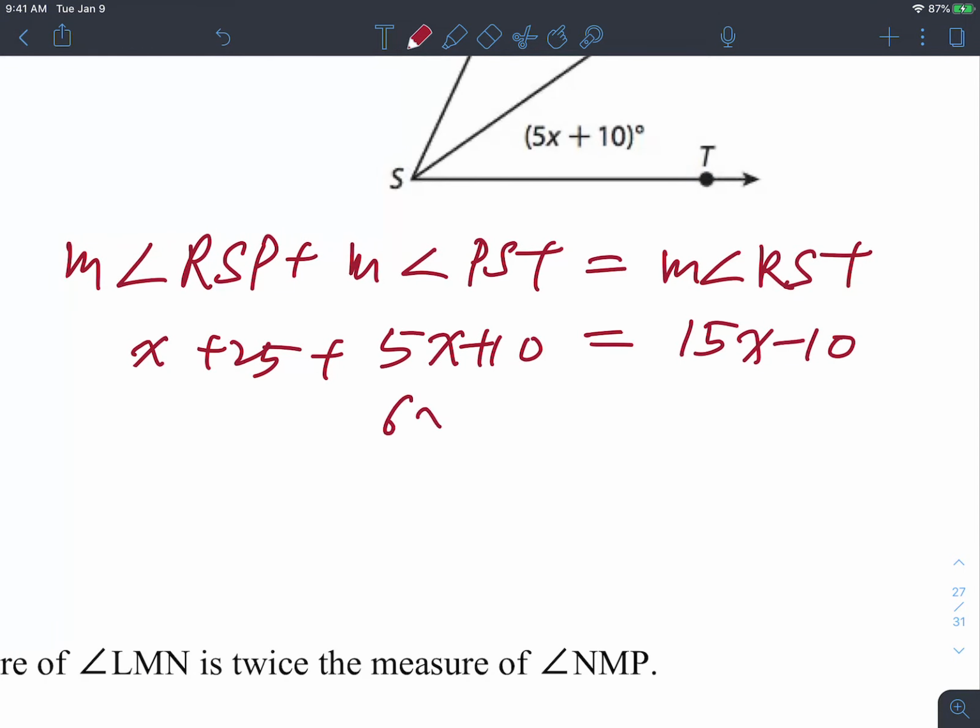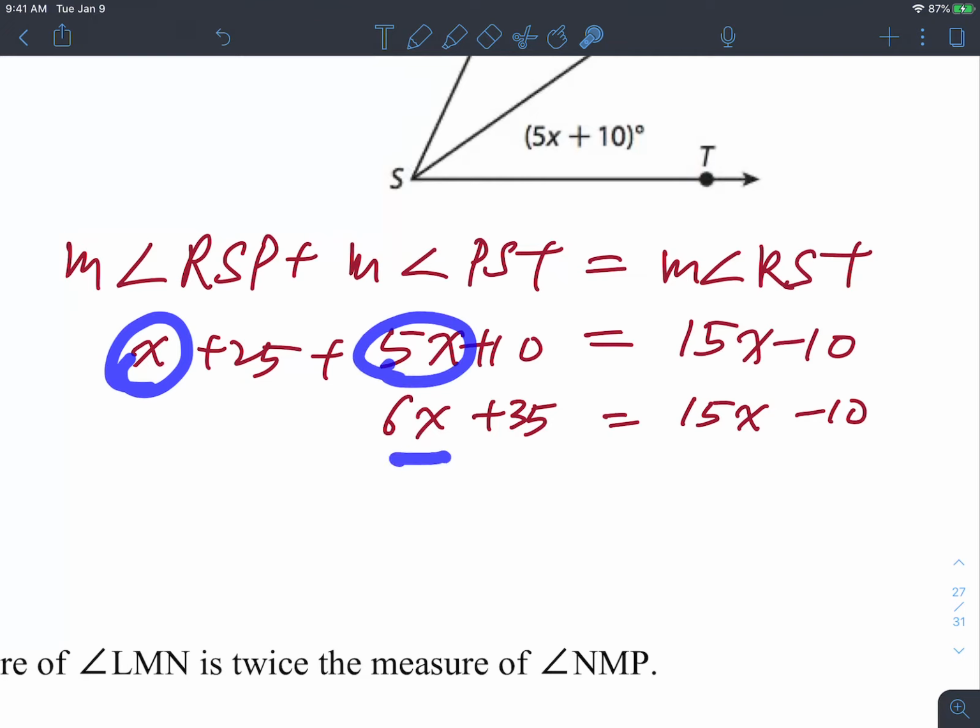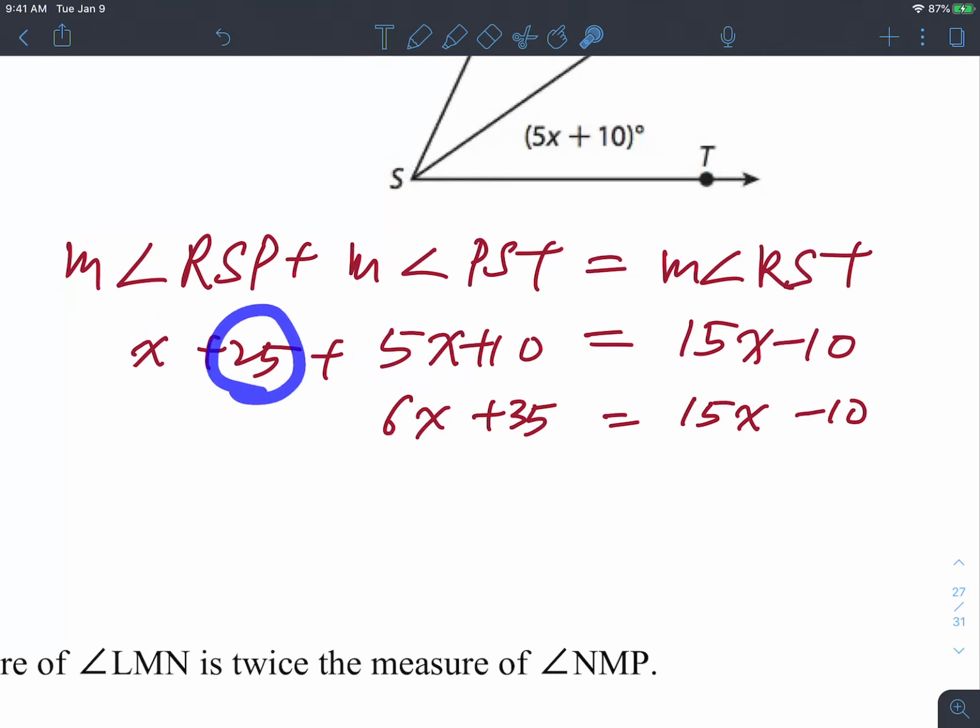That gives you 6x plus 35 is 15x minus 10. That is because x plus 5x is 6x, and 25 plus 10 is 35. Subtracting 6x from both sides of the equation, the left-hand side disappears, leaving only 35. 15 minus 6 is 9x.